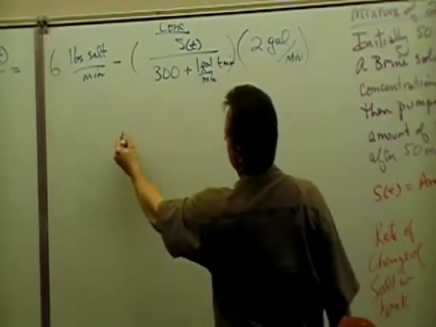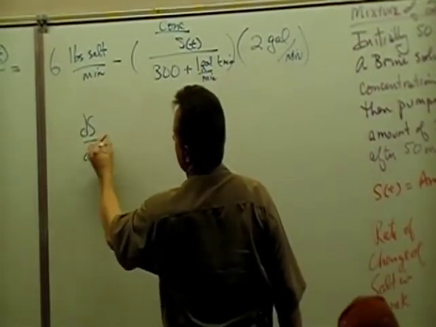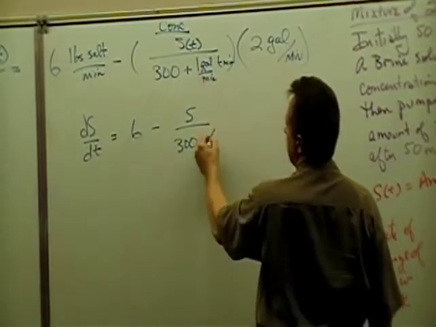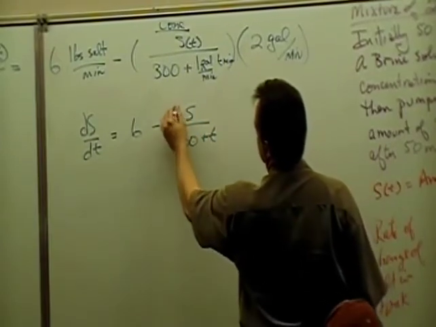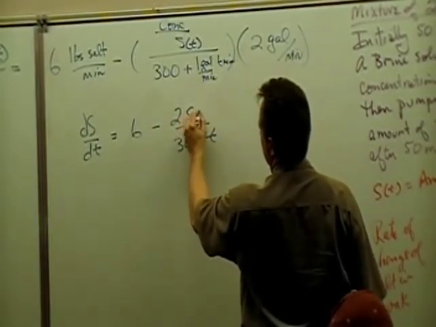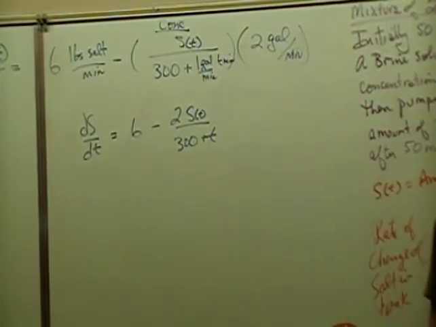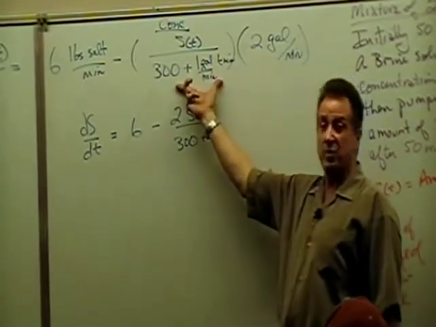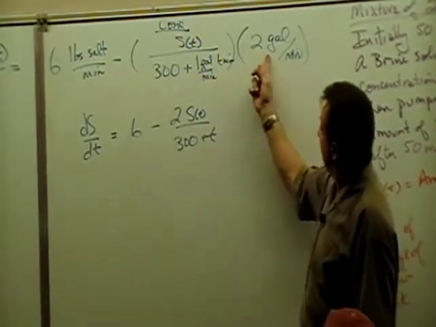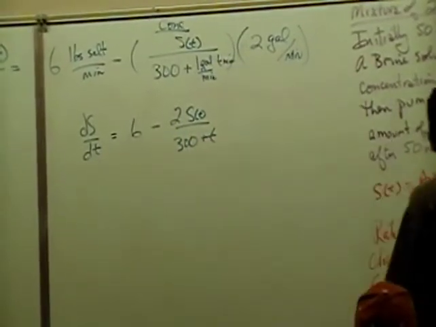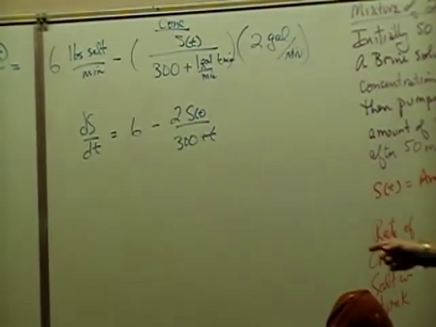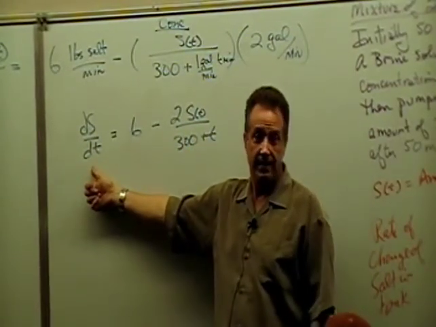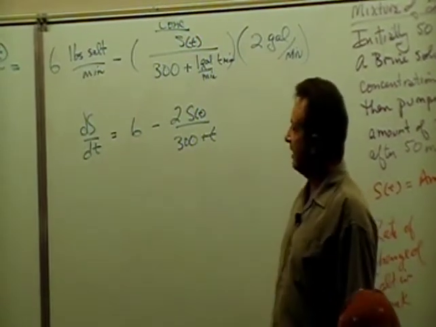Or we can write this as dS/dt equaling 6 minus S over (300 plus 1 times t), times 2. And there's our differential equation. Does everybody see that? The total volume is 300 plus 1 times t, which gives me the total volume at any time t. This times 2 then gives me the rate of the salt leaving. So the rate of the salt entering minus the rate of the salt leaving has to give me the rate of change of salt in the tank. I have a differential equation here. How do I go about solving it?